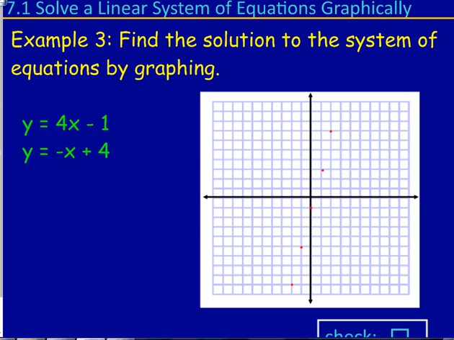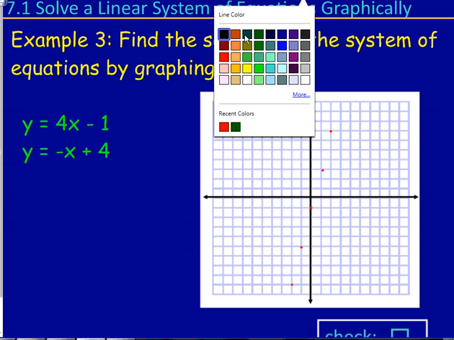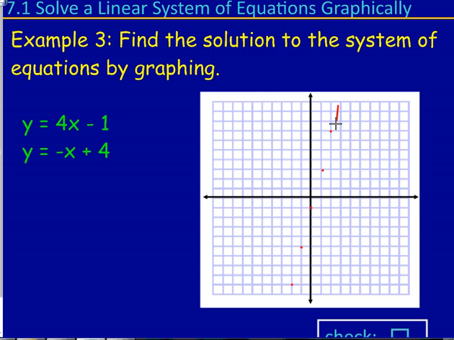Alright, and then I'm going to just draw my line here real quick. All right. Now I'm going to do my second one in green. So I'm going to start at my y-intercept, which is positive 4. I'm going to go 1, 2, 3, 4. Start there. Now I have negative x. There's a little invisible 1 here, so I know that my slope is going to be negative 1. So I'm going to go down 1, over 1, down 1, over 1, so on and so forth.